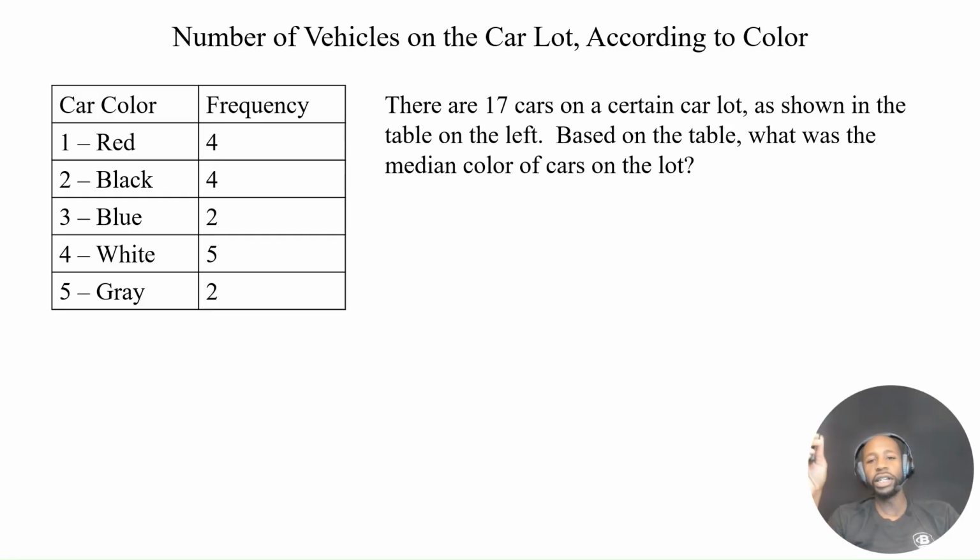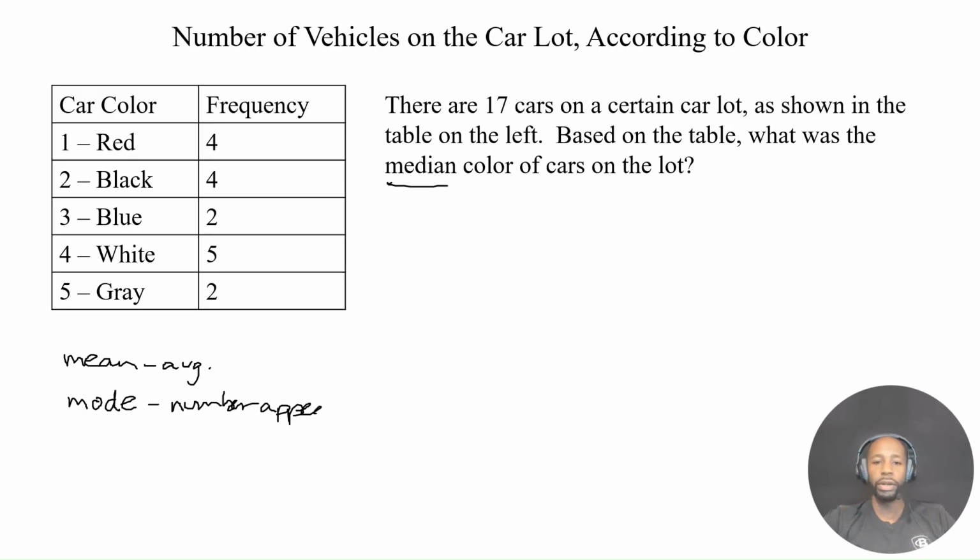So it's 17 cars. So here's the deal. So this is, like I say, problem solving and data analysis. Specifically, we're talking about statistics type stuff, mean, median, and mode. Now, question is, what is median? Remember, if you're talking about the mean, that's your average. If you're talking about the mode, that is the number appearing most often.